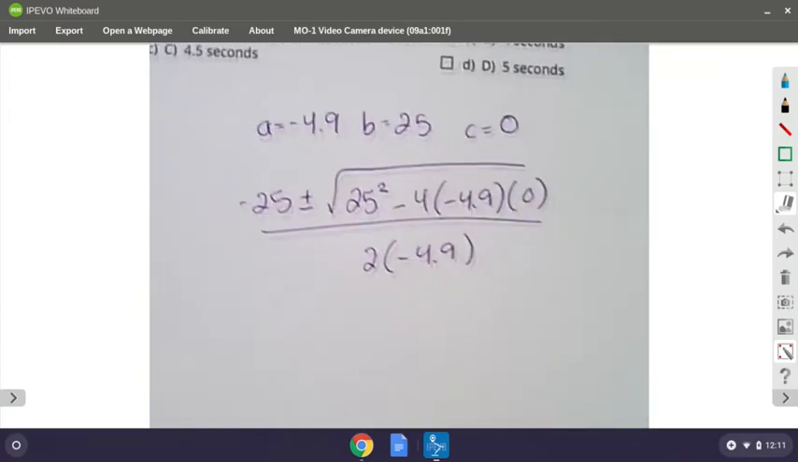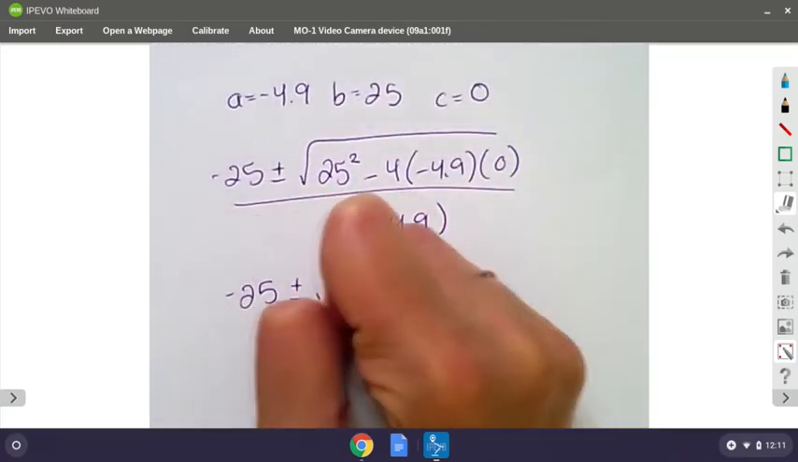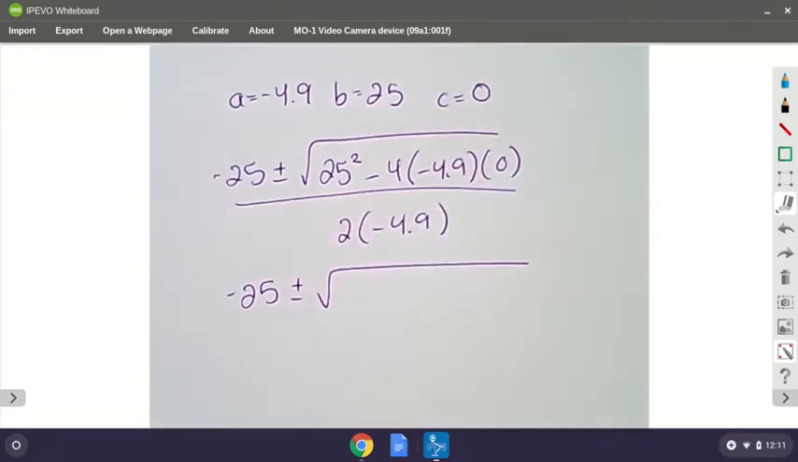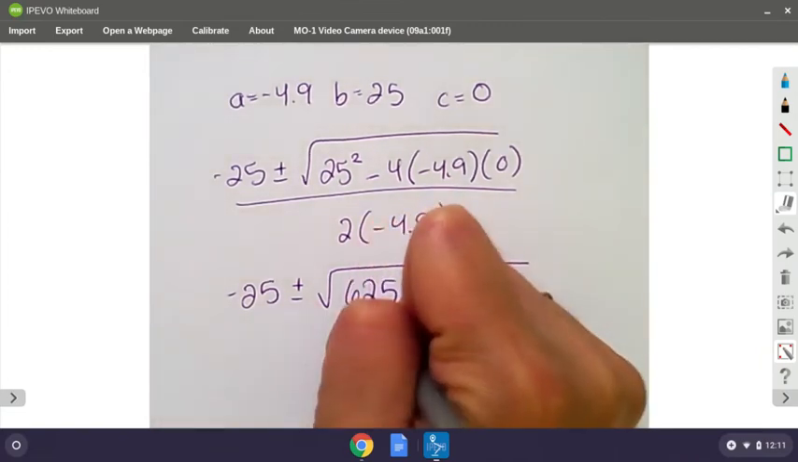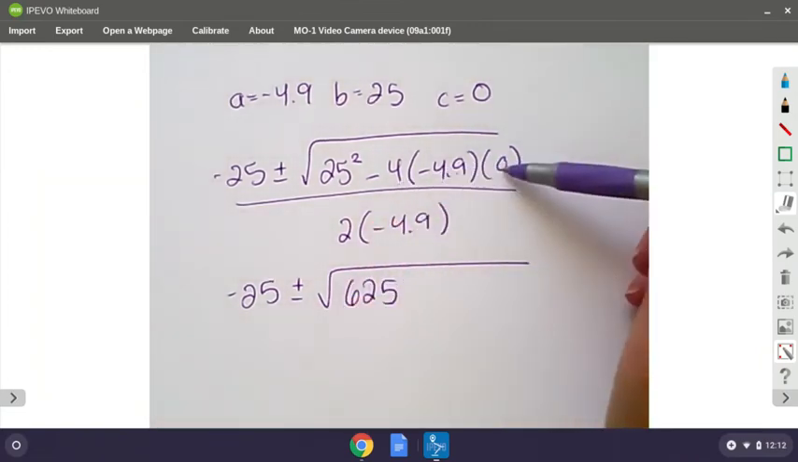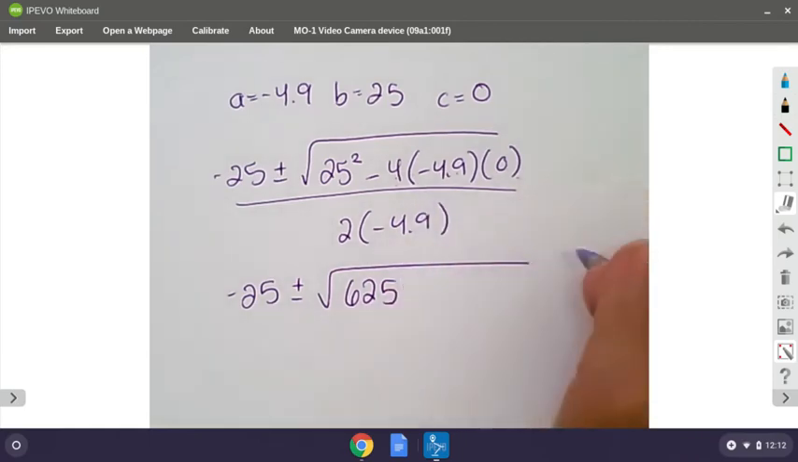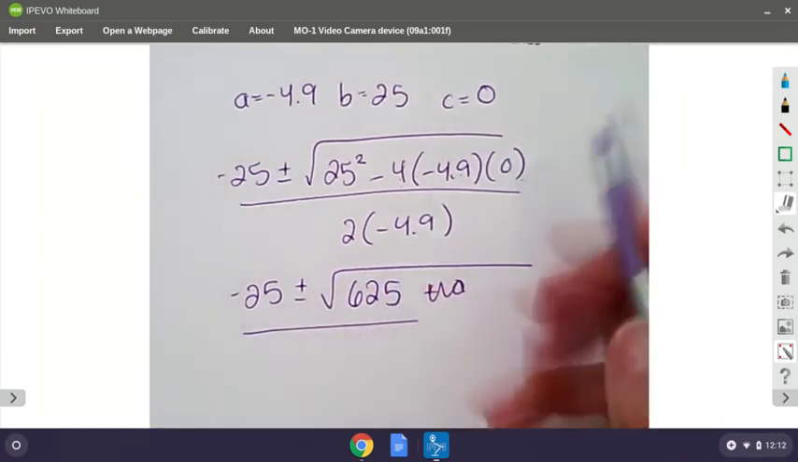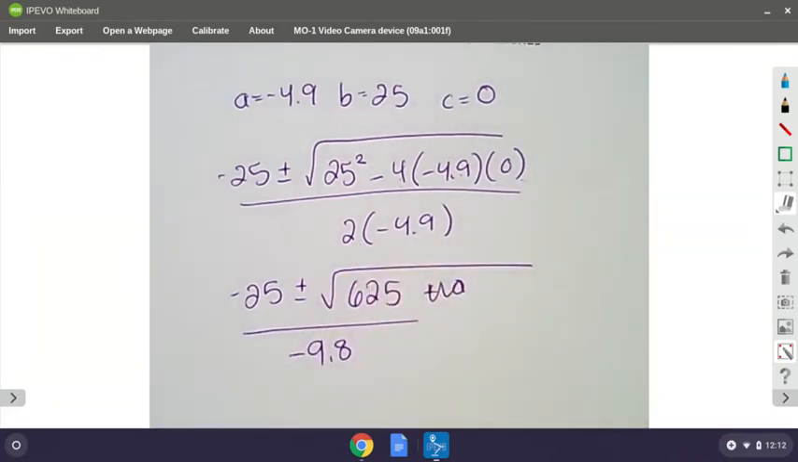Okay, now if you remember how to simplify the quadratic formula, this is going to be negative 25. So 25 squared is 625. And then negative 4 times negative 9 times 0 is 0. I don't care what these multiply to because once you multiply that by 0, you just get 0. So really, you don't even have to write that. And then 2 times negative 4.9 is negative 9.8.